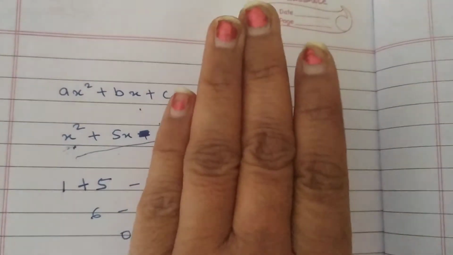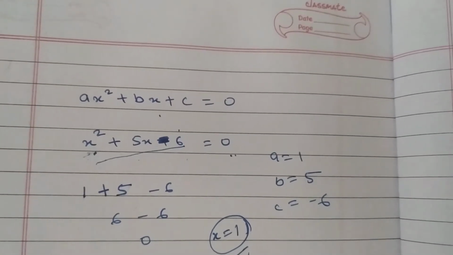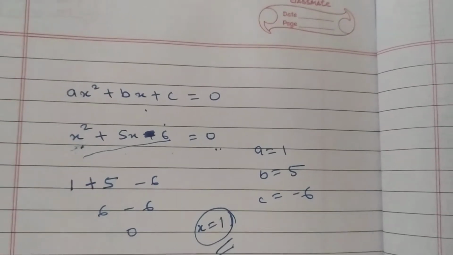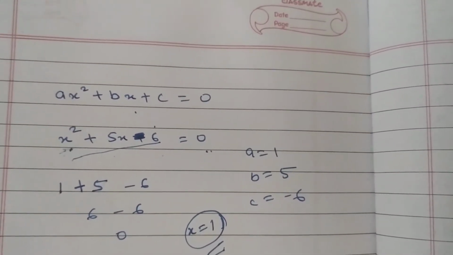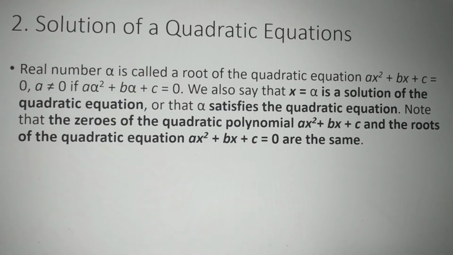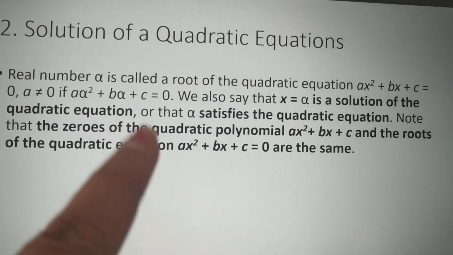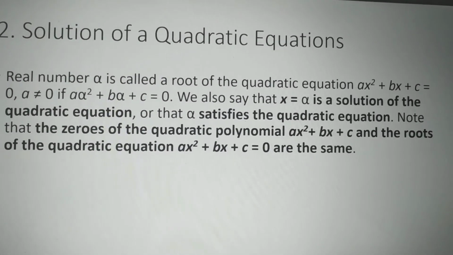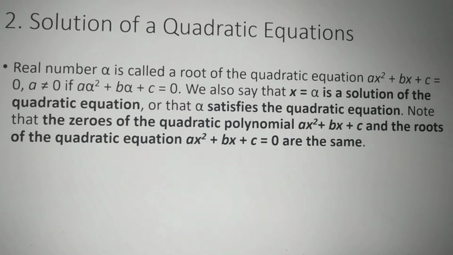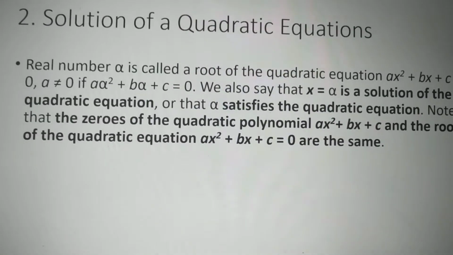And whenever it is a quadratic polynomial, that means 1 is the zero of that quadratic polynomial. I hope you understand what a solution of a quadratic equation is. Look, alpha satisfies the quadratic equation. Note that the zeros of a quadratic polynomial and the solutions of a quadratic equation are both the same.